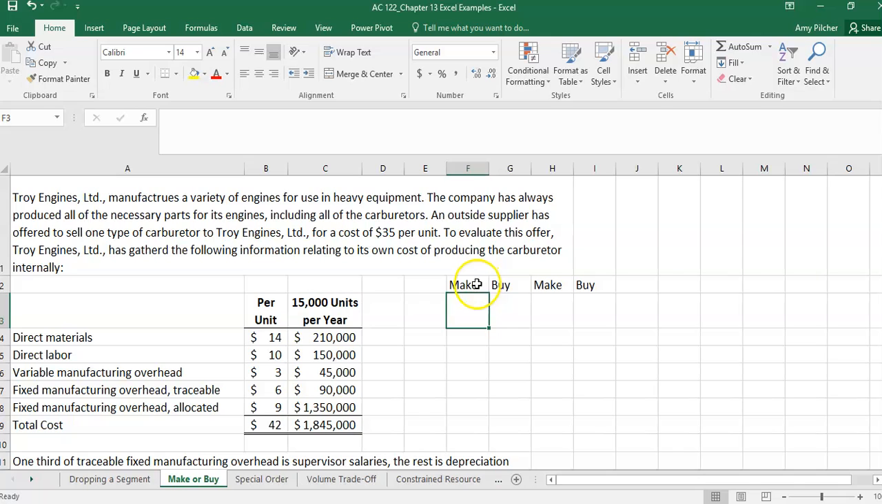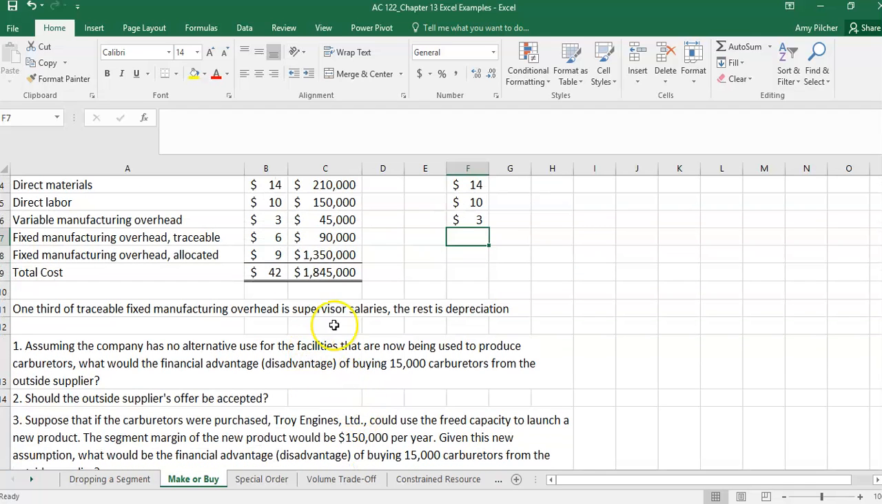So first we have, what are the relevant costs to make it? Well, relevant costs are traceable costs. So if you remember, traceable costs are variable costs. So every variable cost we have is relevant to this decision. What would we not have if we didn't make this product? Well, we would not have the associated materials, labor, or variable overhead. So all variable costs are relevant to our decision.